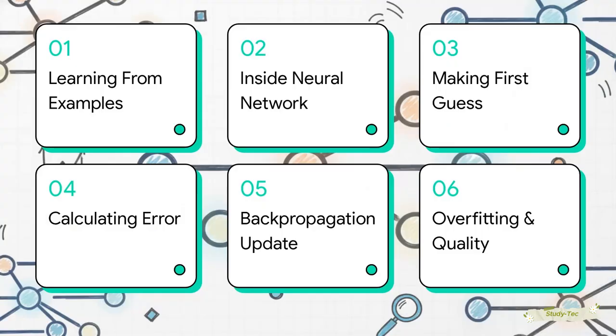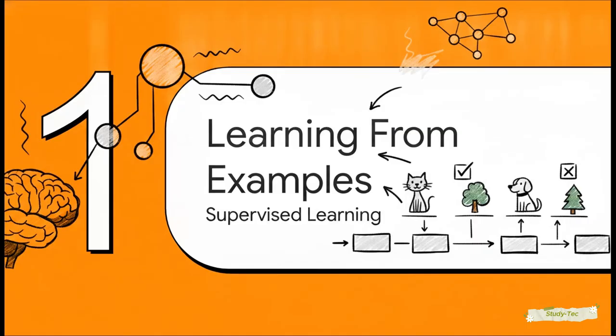All right, let's quickly look at our roadmap for today so you know where we're headed. We're going to see exactly how a neural network moves from a completely blank slate to a highly accurate prediction machine through this loop. We'll be covering 1. Learning from examples. 2. Inside the neural network. 3. Making the first guess. 4. Calculating the error. 5. Updating with backpropagation. And finally, 6. Overfitting and data quality. Okay, let's jump right into section 1, learning from examples.